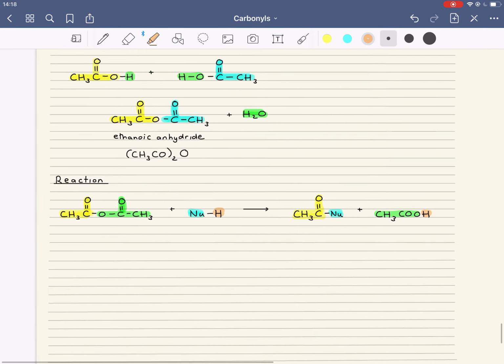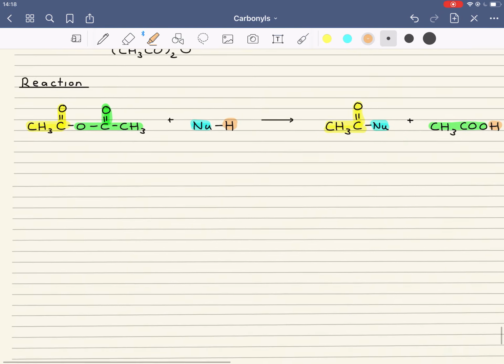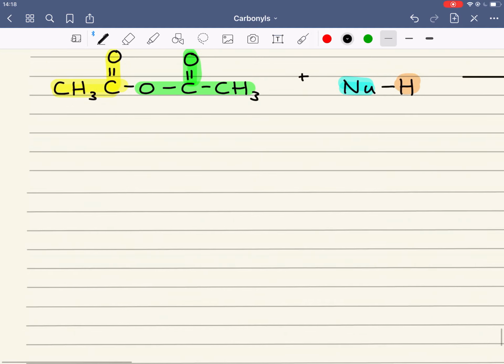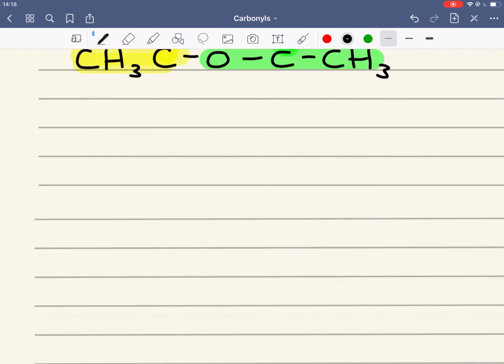So it's basically the same reaction as with acyl chlorides, but instead of being a Cl, it's this CH3COO group. So instead of forming HCl, it's H and then this CH3COO group. So we get a carboxylic acid. Now, the nucleophiles that we need to be aware of are just the same as with the reaction of acyl chlorides.